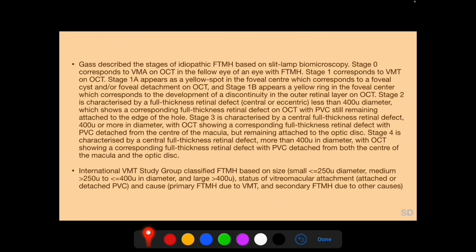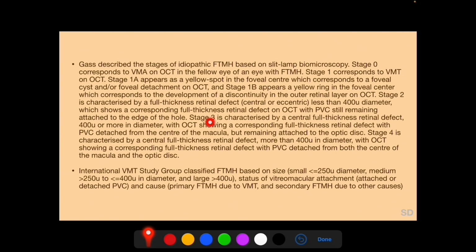Stage 1A clinically appears as a yellow spot in the foveal center which corresponds to a foveal cyst and/or a foveal detachment on OCT, and stage 1B macular hole appears clinically as a yellow ring in the foveal center, which corresponds to the development of a discontinuity in the outer retinal layer on OCT. Stage 2 is characterized by a full thickness retinal defect, central or eccentric, less than 400 microns in diameter, which shows a corresponding full thickness retinal defect on OCT, but with the posterior vitreous cortex still remaining attached to the edge of the hole.